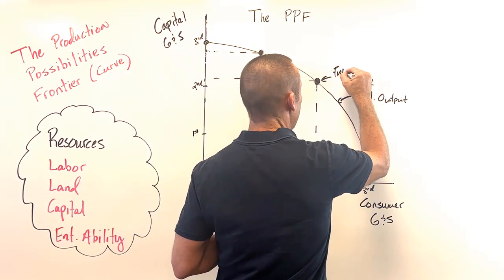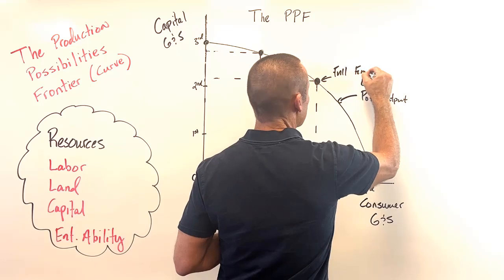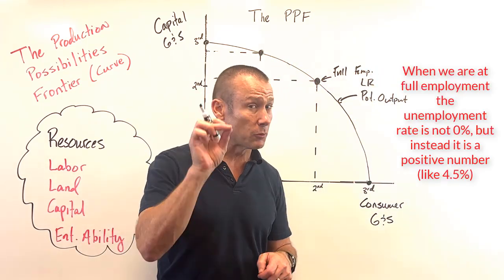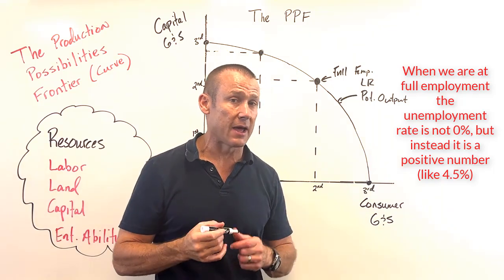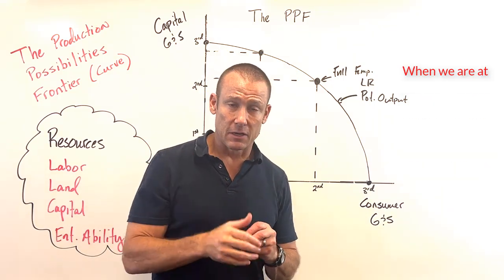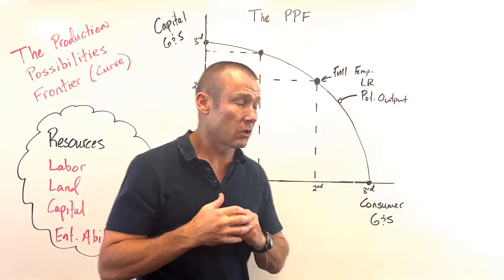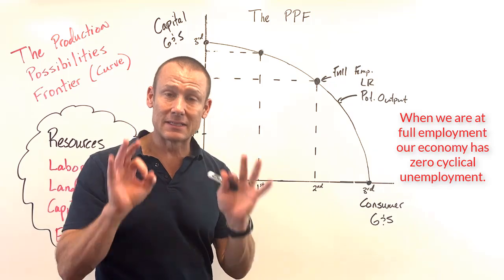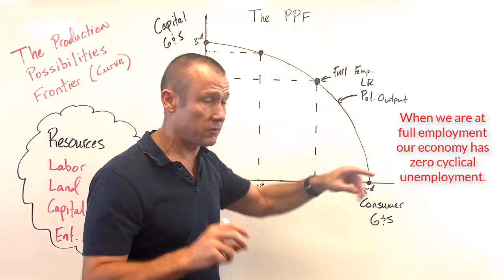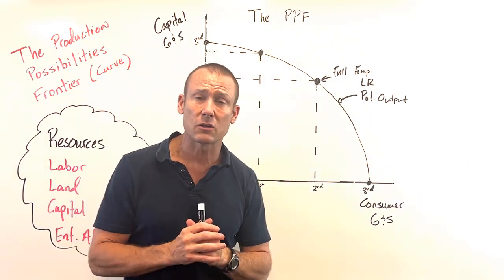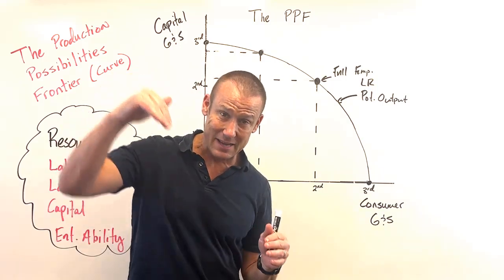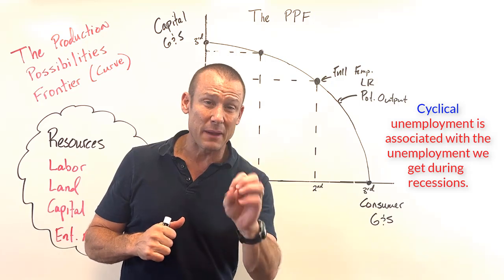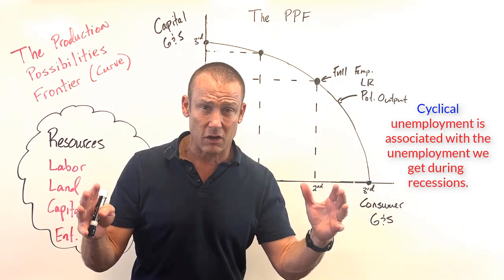And when we are at full employment, guys, we still have two types of unemployed people who are actively seeking a job that do not have a job. But we have zero cyclical unemployment when we're on this curve. That's the key. Zero cyclical unemployment. Anywhere on this curve, zero cyclical unemployment. What's cyclical unemployment? That's the unemployment we get during downturns in our economy, right? Recessions in our economy because of a deficiency in demand for goods and services generally across the economy.